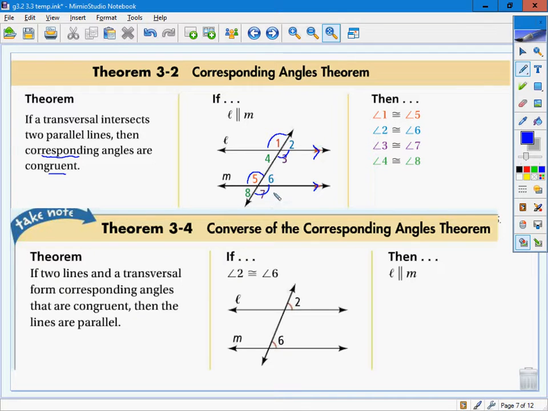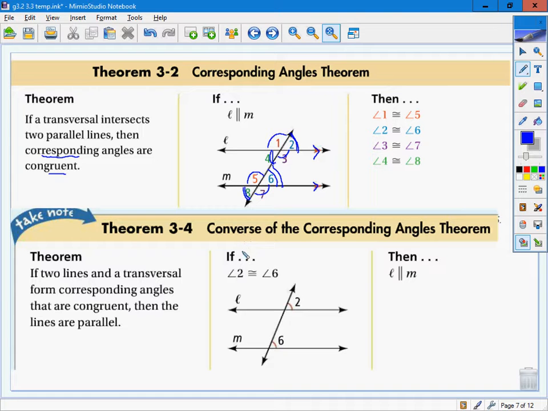Because they're, what's the word? That's what I'm looking for. Why do I know 1 and 3 are the same? Somebody said it. They're vertical. So I know that 1 is congruent to 3. I know that 3 is congruent to 5, and 5 is congruent to 7. Likewise, I know that 2 and 6, they're corresponding, but they'd also be congruent to 4 and 8.